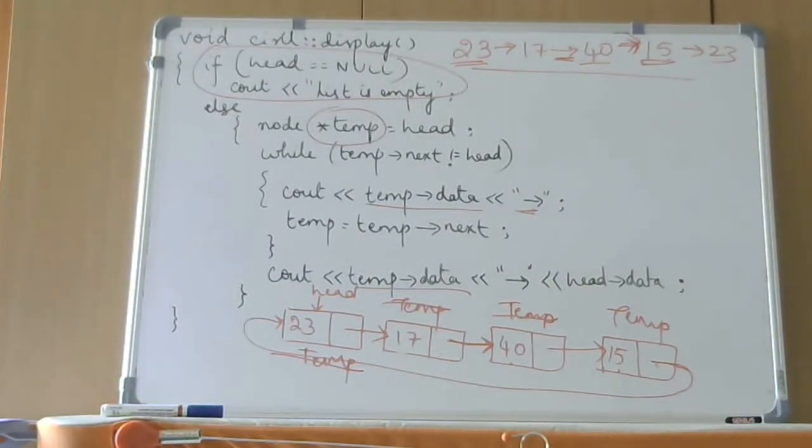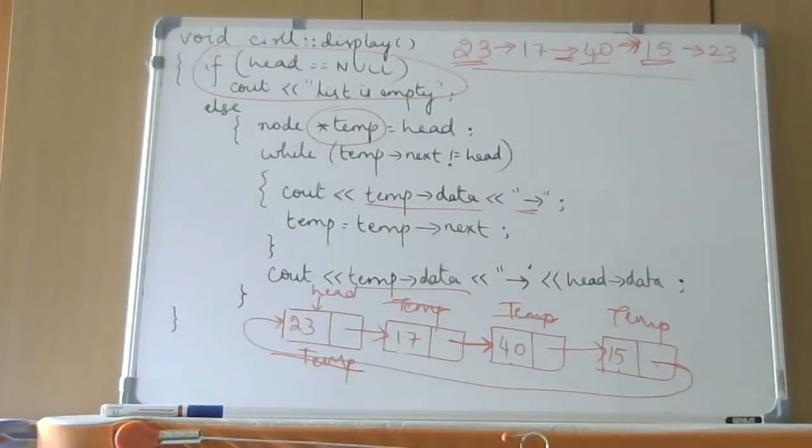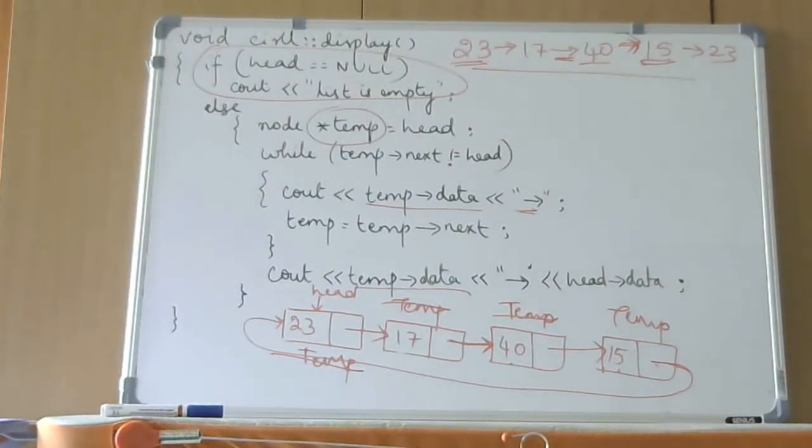Is it clear? So, we are checking two conditions. First, if it is null, that is if it is empty, we are not going to display anything. If it is not empty, we take a pointer and go on displaying until we reach the last node. When you reach the last node, you should also display head of data because it is a circular linked list. So, this finishes insertion at the end and display.